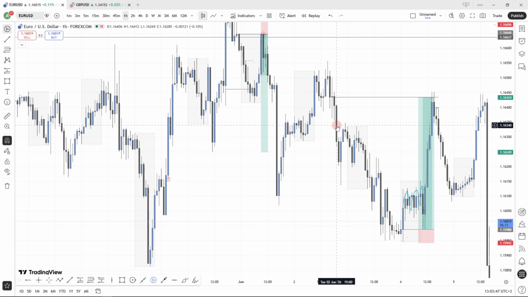And after that mitigation, what did price do? Price gave us a break of structure to the downside, or you can call it a breakout. Once it did that, this mitigation becomes your liquidity. And where is the point of interest? Where is our point of interest? We have this OCL, but again we have this bearish engulfing candlestick.